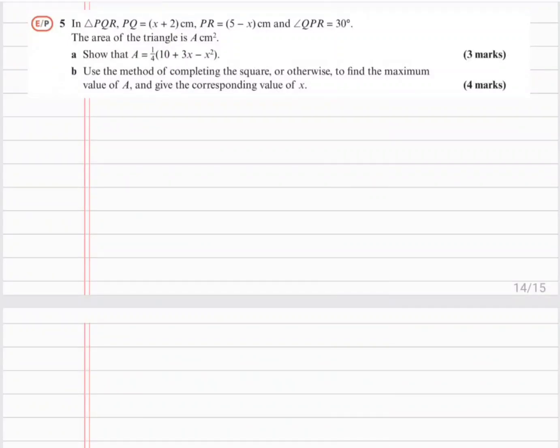Everyone, this video is on Exercise 9D, question 5. We are given the triangle PQR and the sides are given algebraically with some algebraic expressions. We also know that the angle QPR is 30 degrees. So essentially we have a triangle which looks like this.